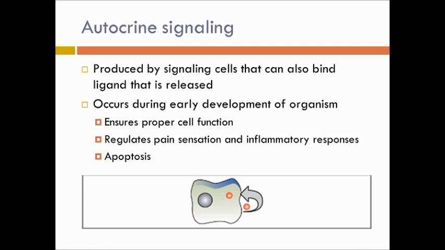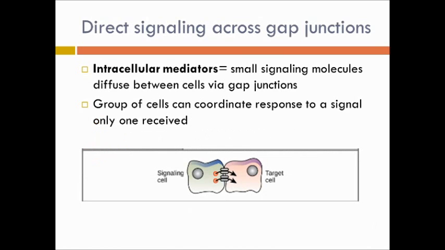With autocrine signaling, these are produced by signaling cells that also bind the ligand that is released, so they are performing the signaling on themselves, and this generally occurs during early development of an organism through the embryo. This is a way for the cell to check itself to make sure that it's functioning properly. It also helps to regulate pain sensation and inflammatory responses, and if things are not functioning properly, or the cell notices there's a virus or a bacterium that's invaded the cell that's causing it to not function properly, the cell will undergo apoptosis or programmed cell death.